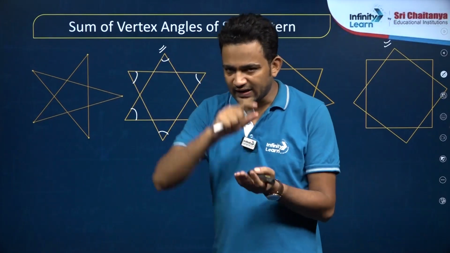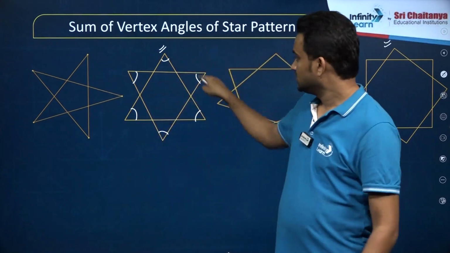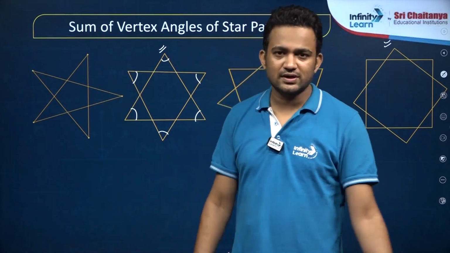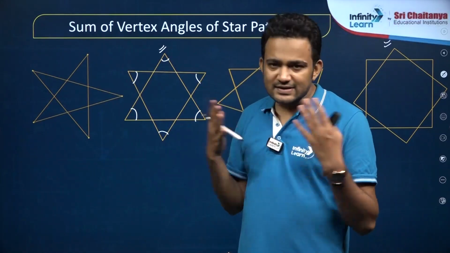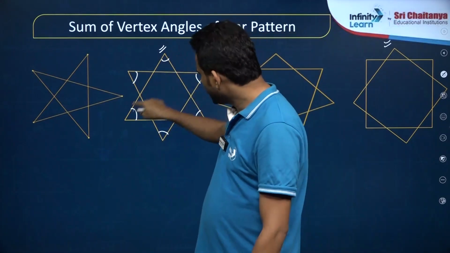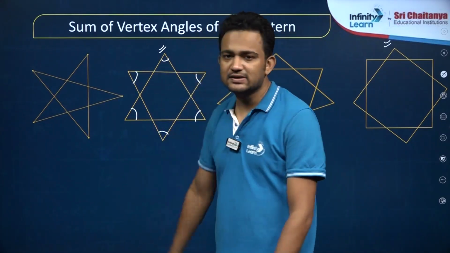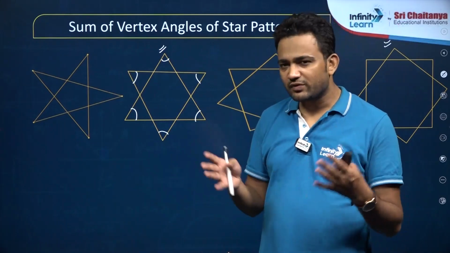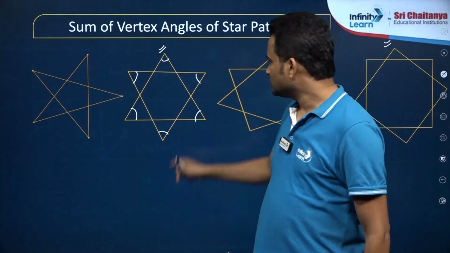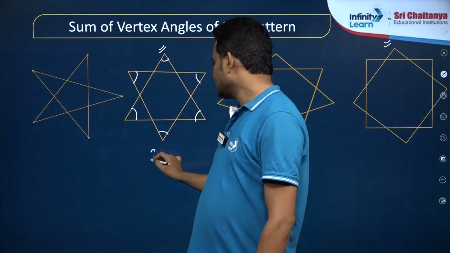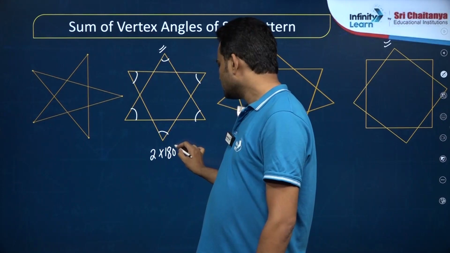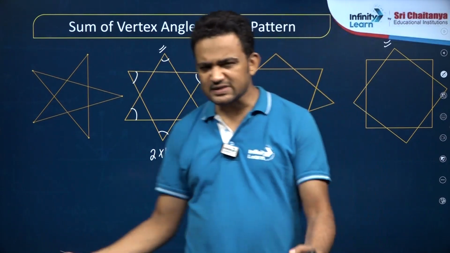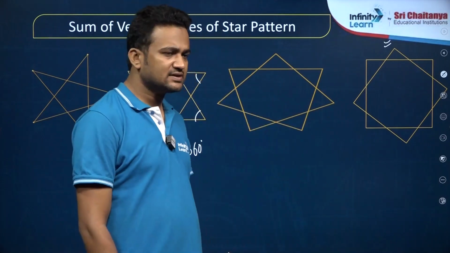Just pause the video and think how we can find the sum of these 6 vertex. Yeah, got the logic? Yes, tell me the logic guys. Yes sir, there are two triangles. If we add the sum of interior angle of these two triangles, then we will get the sum of vertex of this star, and we know that sum of interior angle of one triangle is 180. So it will be 180 plus 180, that is 2 into 180, which is 360 degree. Right? Means sum of interior angle of 6 vertex star is 360.